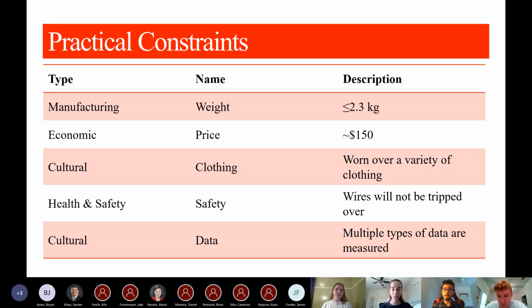Finally, and the most important one in practical constraints, it should record all the data that's going to be used by physical therapists, such as the average width between the user's feet, the average time and direction, the average time taken for each step, and the average time and direction for arm swinging.